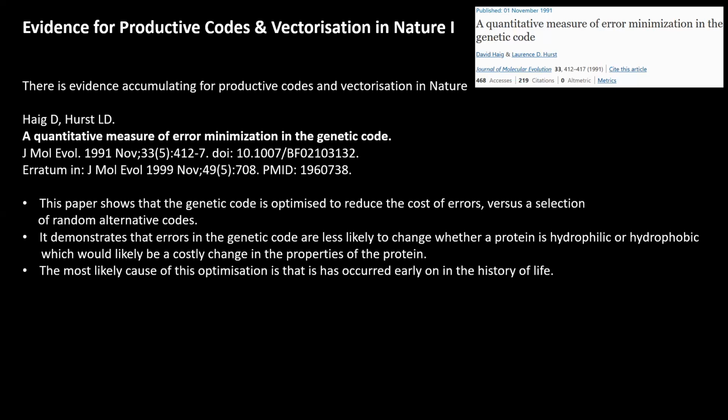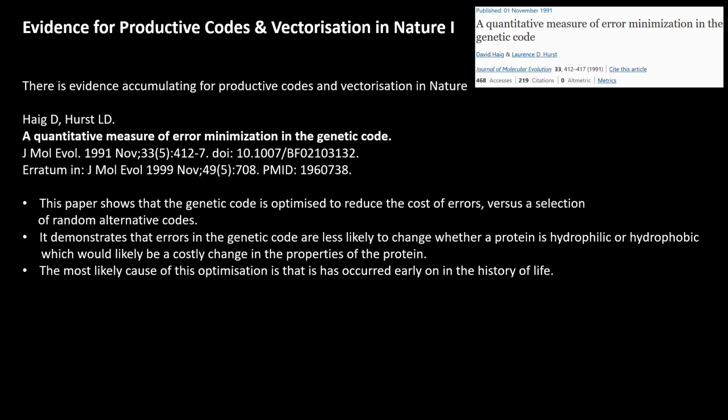And an example they chose was code changes that can change whether a protein is hydrophilic or hydrophobic. And that would likely be a costly mutation, right? It would very rarely be a good thing to switch a protein from hydrophilic to hydrophobic because of the context in which it's likely to work. And they showed that the canonical code minimizes the chance of this happening, right, in a way that a random code wouldn't.